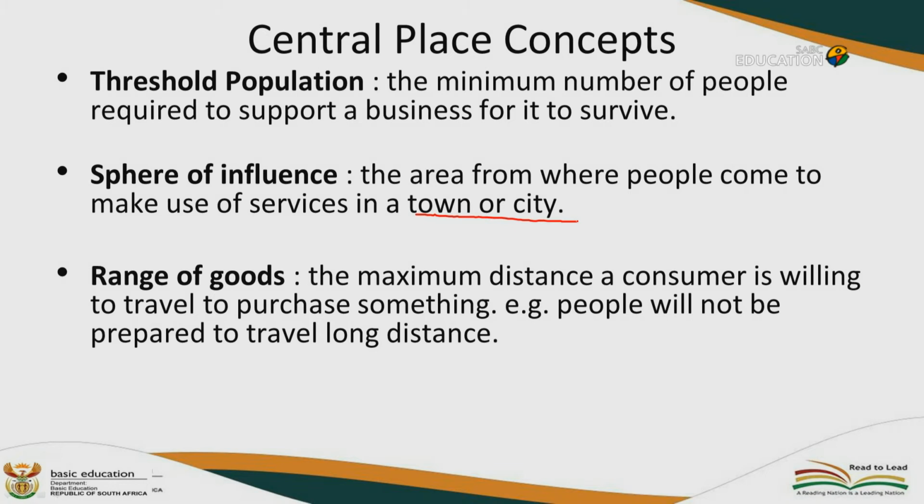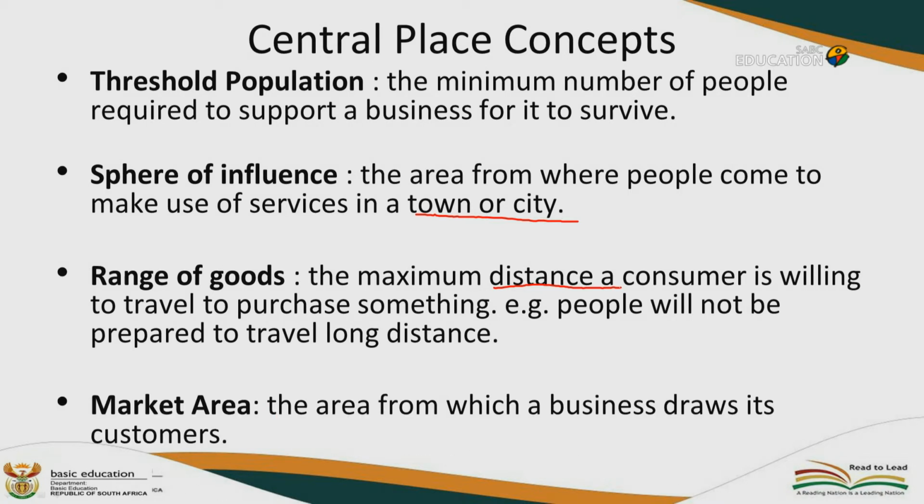Okay, range of goods. What is the range of goods? We've already looked at the diagram where we indicated that it is a distance. So you take note of that, it is the distance that these people are able to do what? To travel in order for them to go and buy what they want to utilize. And then lastly, we have a market area. What is a market area? It's an area from which a business draws its customers to come and utilize the function.